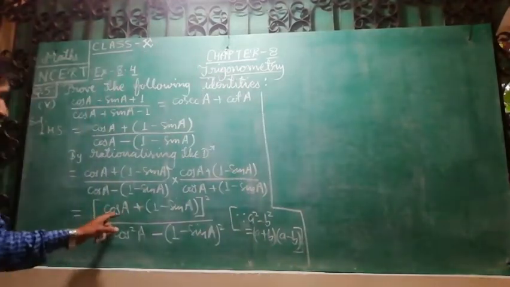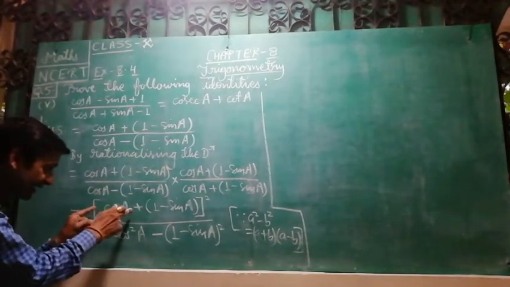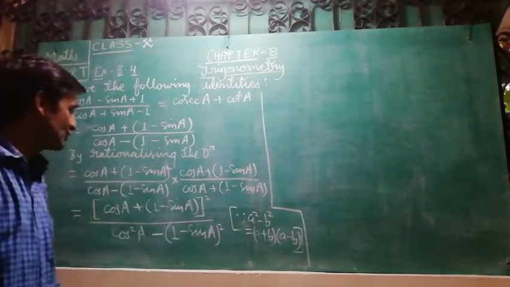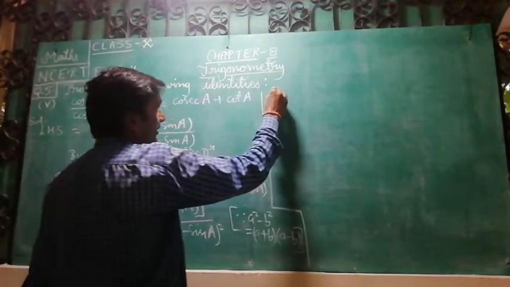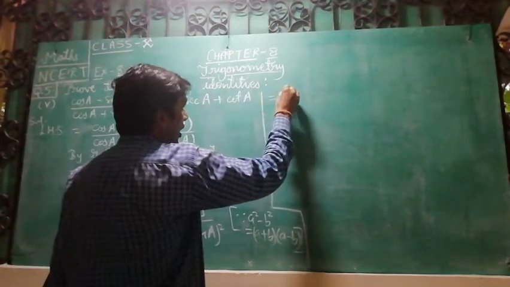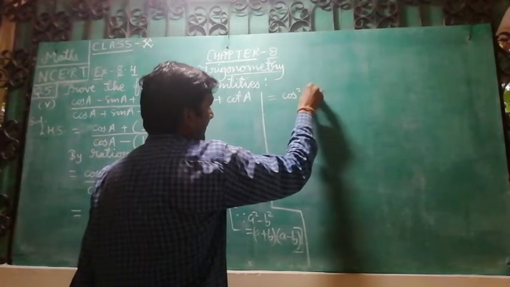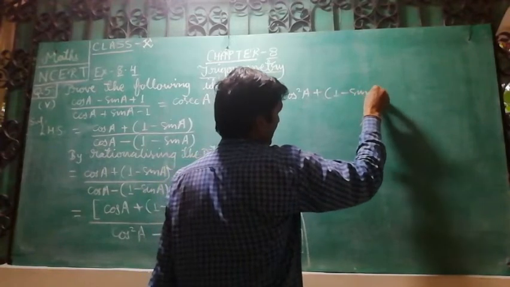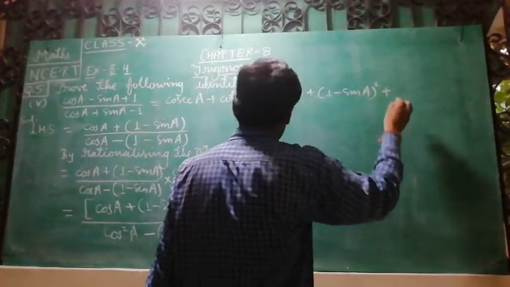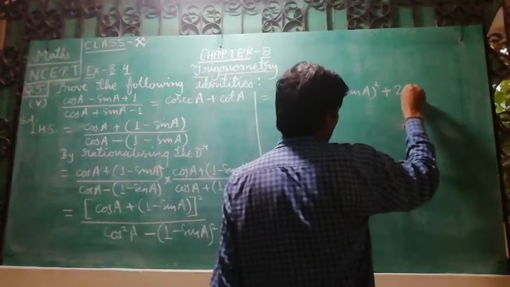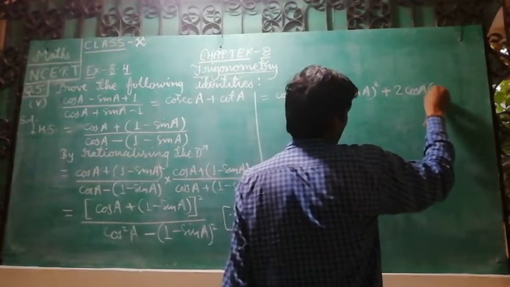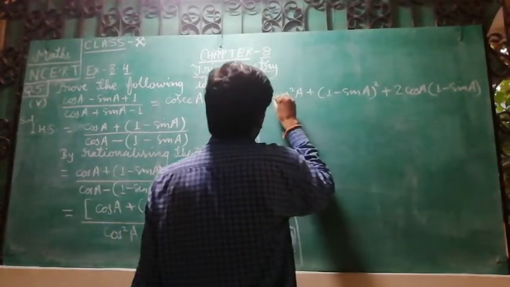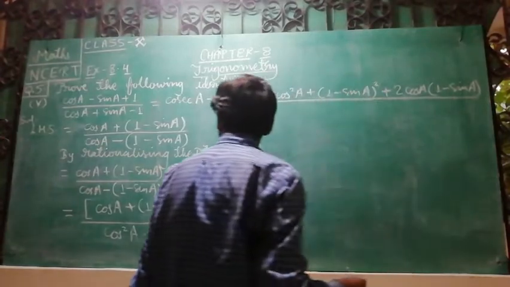what we can do, here we have to apply A plus B whole square. It is A and this one is B. So A plus B whole square is equal to A square plus B square plus 2AB. So here I am applying cos square A plus 1 minus sin A whole square plus 2 cos A into 1 minus sin A. Which formula is applied here? And in denominator, see what it is there in denominator.